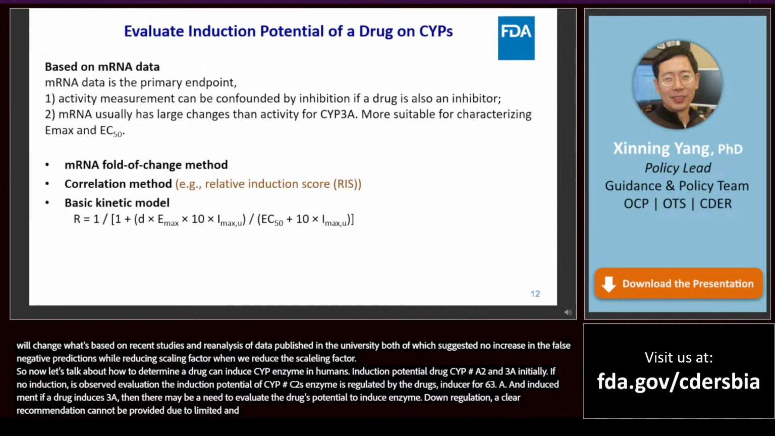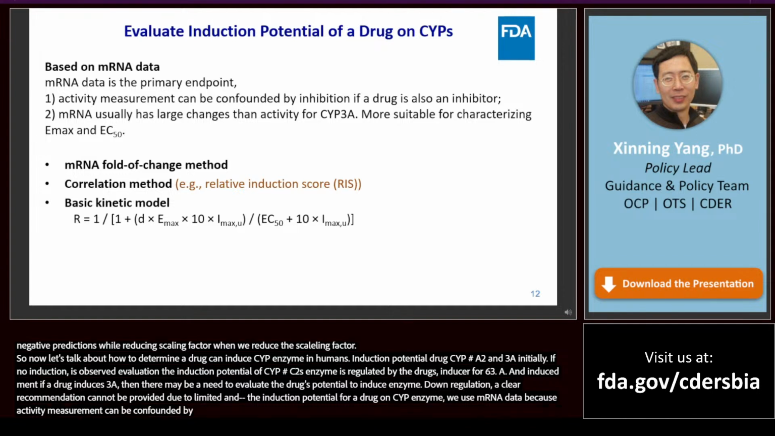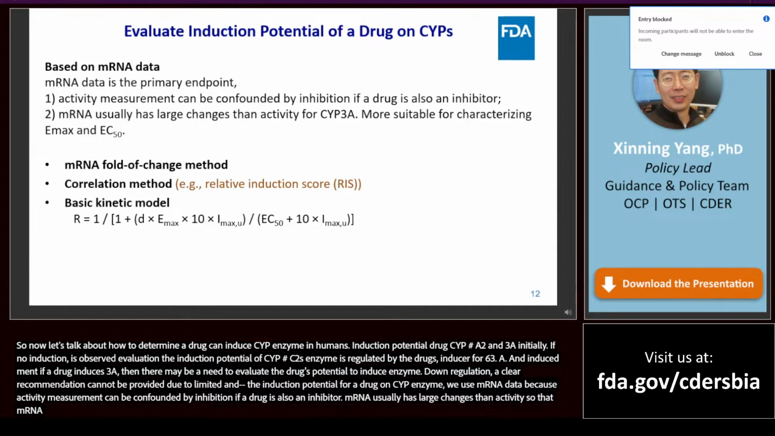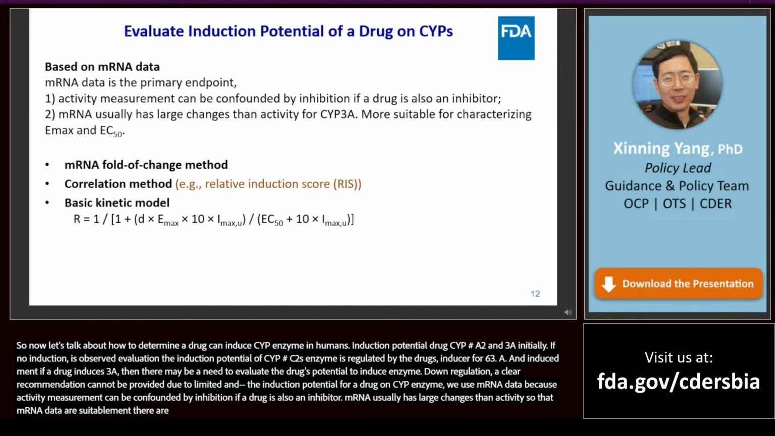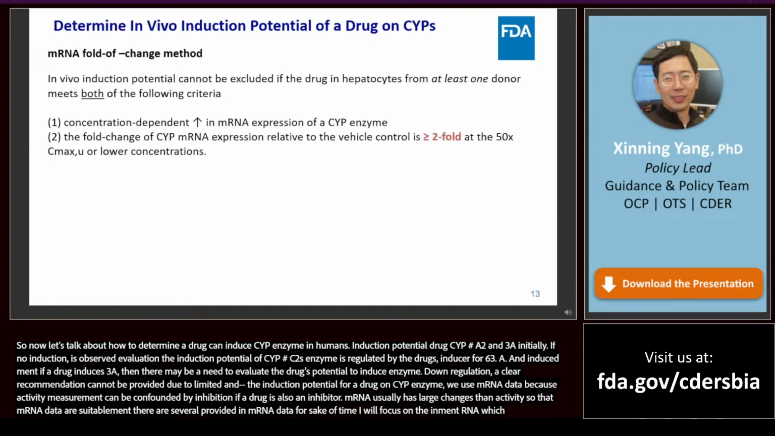To evaluate the induction potential of a drug on CYP enzymes, we usually use mRNA data because activity measurement can be confounded by inhibition if a drug is also an inhibitor. In addition, mRNA of CYP3A usually has larger changes than activity, so mRNA data are more suitable for determining Emax and EC50. There are several methods to evaluate the mRNA data. For the sake of time, I will focus on the mRNA fold change method, which is most often used.